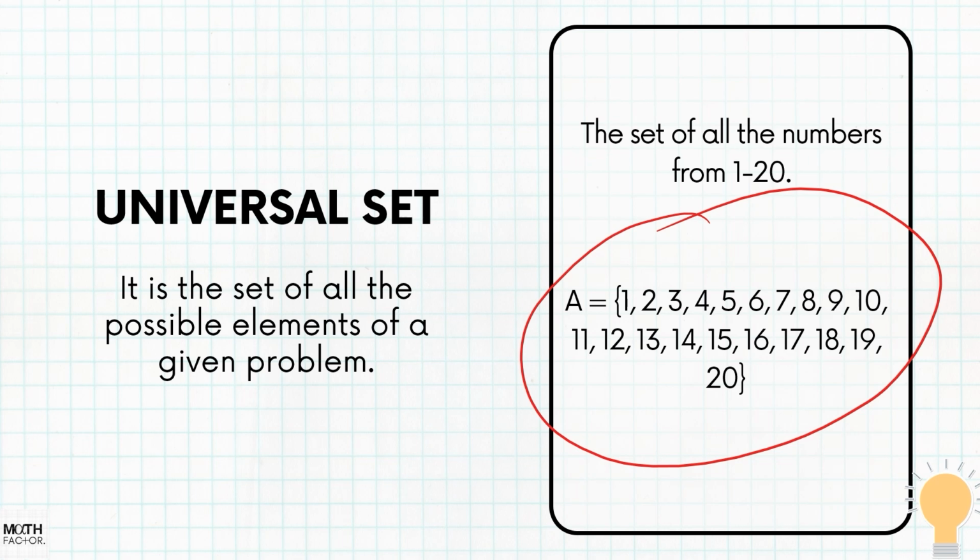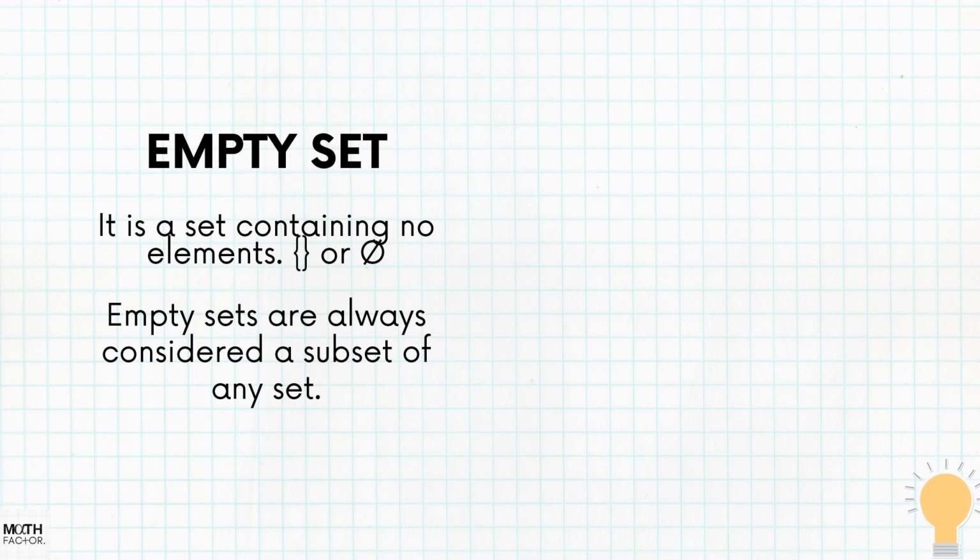The empty set. It is a set containing no elements. Empty set is also called the null set. We can write it as two braces with no elements inside or using the null symbol. Empty sets are always considered a subset of any set.